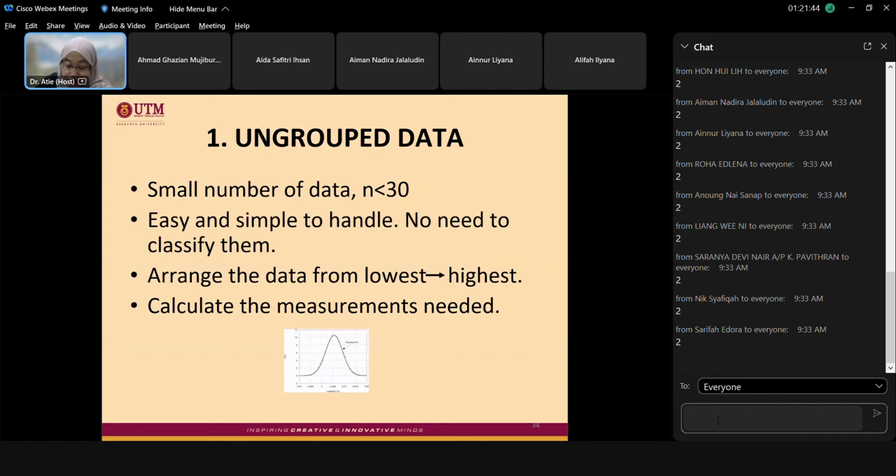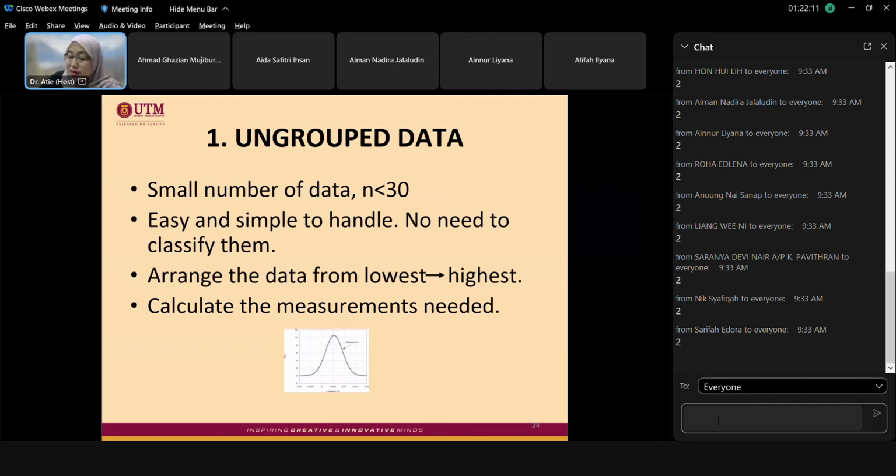Okay, so today what we're going to do, we still have half an hour, okay? So we are going to try some questions related to ungrouped data. Again, ungrouped data means when you need to organize a small data set, which is less than 30. So it will be easy and simple to handle, no need to classify them.